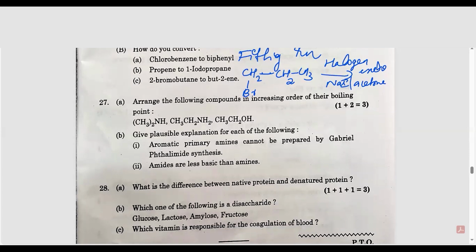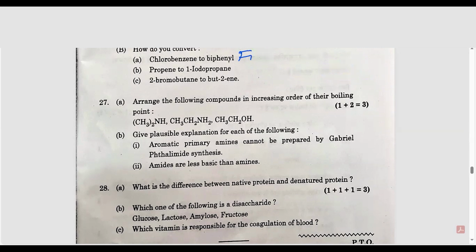Next, 2-bromobutane to butene. It is also a direct reaction. How will you form butene? Alcoholic KOH. Just add alcoholic KOH and you will get the answer. That is CH3CHBrCH2CH3, when treated with alcoholic KOH, you will be getting butene.